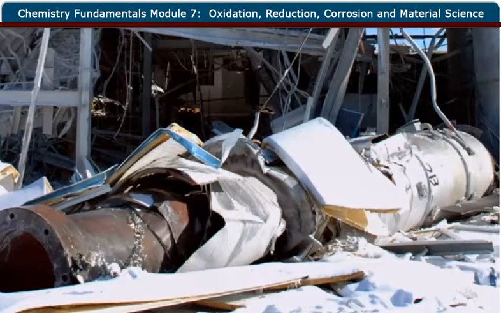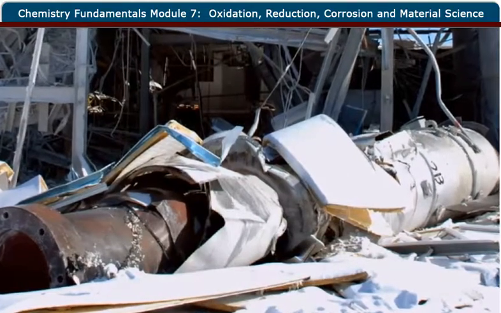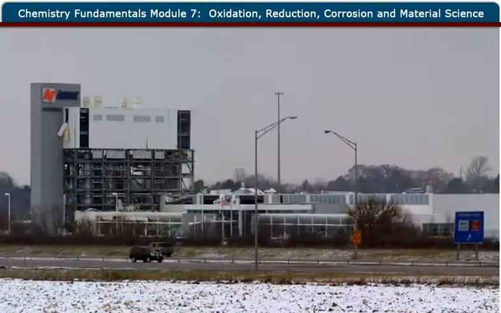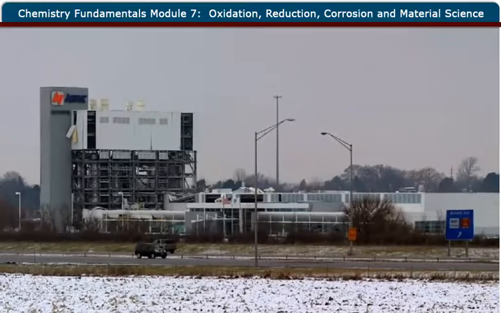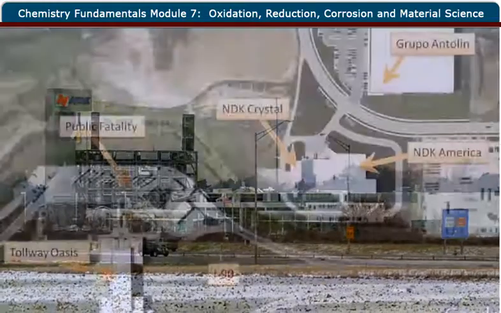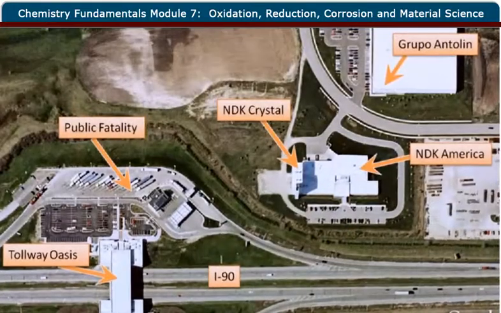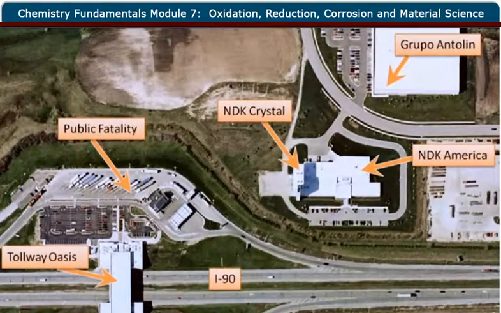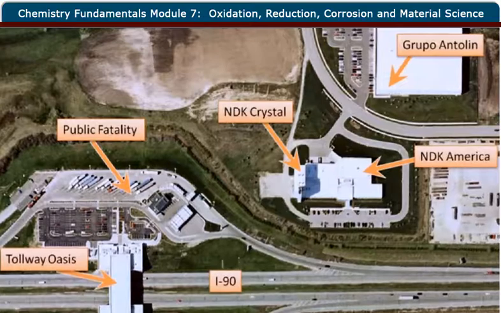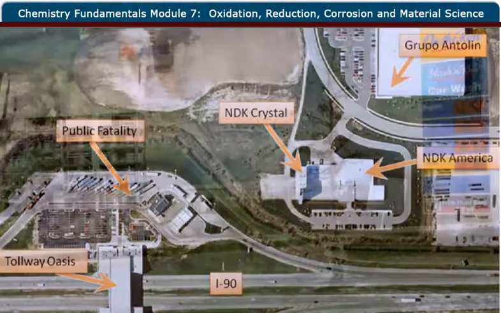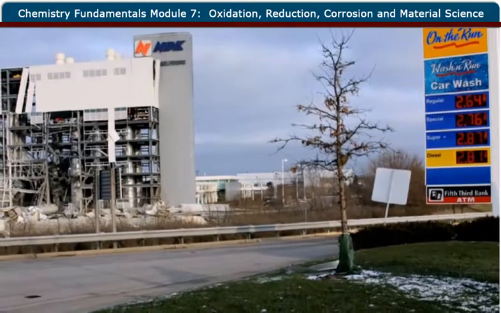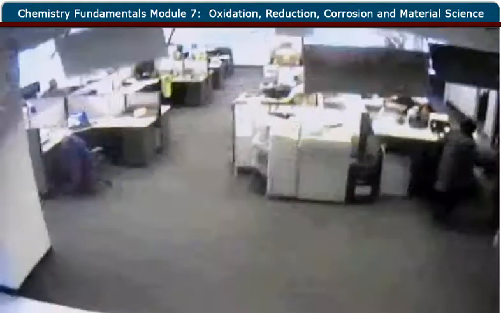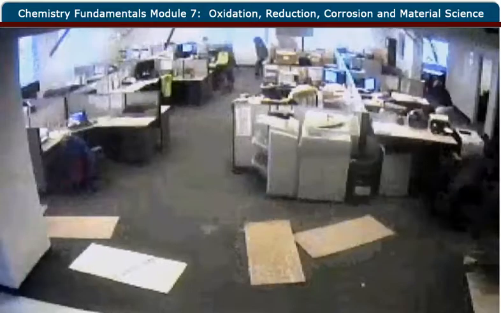The CSB also found, despite the inherent hazards of the large-scale, high-pressure process at NDK, it was unsafely sited in a light industrial area near other businesses, the interstate, and the rest area. The city of Belvidere has no additional siting or zoning requirements for heavy industrial facilities or requirements for considering the off-site impact of industrial accidents.